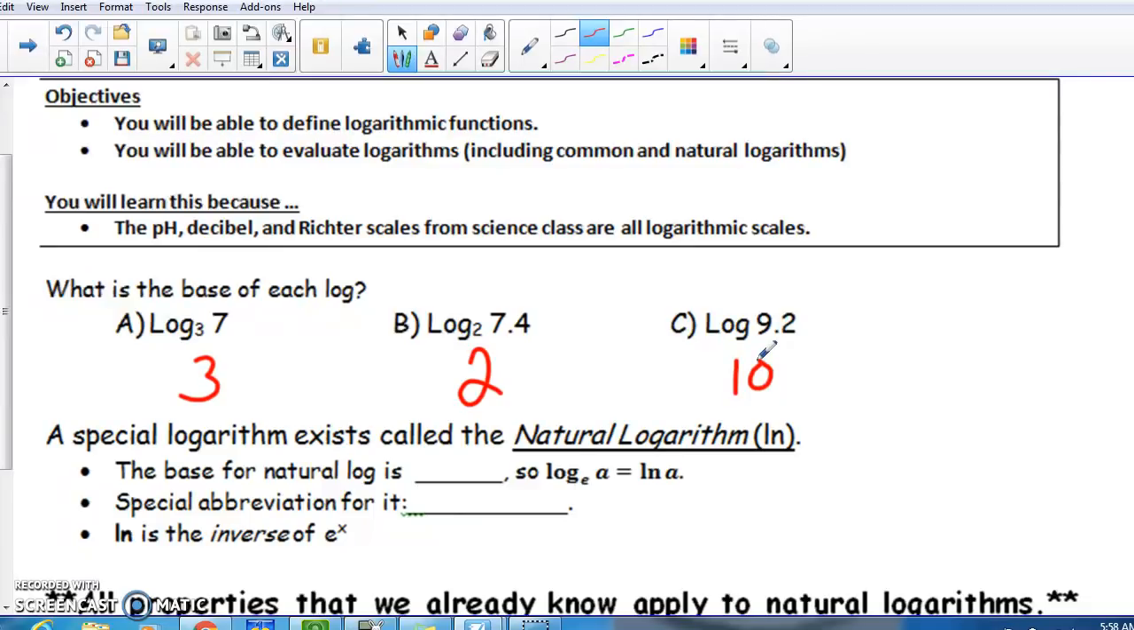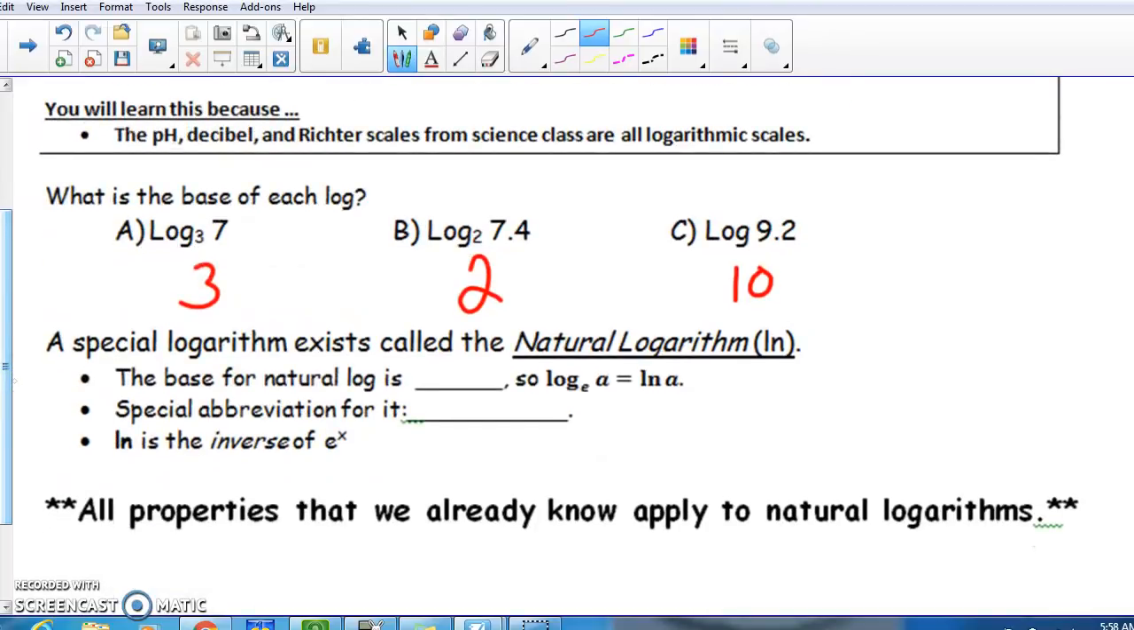Okay, there's also what you see next. A special logarithm exists called a natural logarithm. Its abbreviation is ln. I don't know why it's not NL, but it's ln. The base for a natural log is called base e. So log base e is the same thing as ln. Again, the special abbreviation is ln. And what it says there, ln is the inverse of e raised to a power.